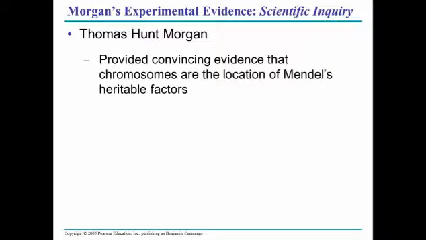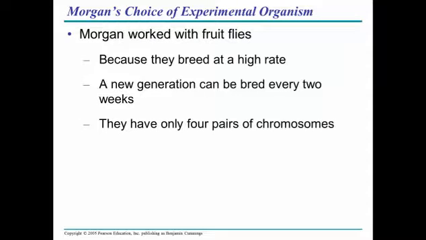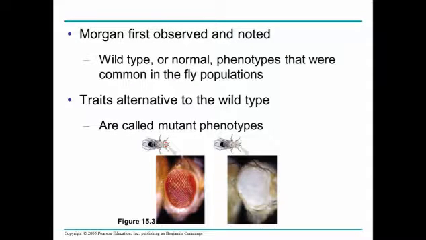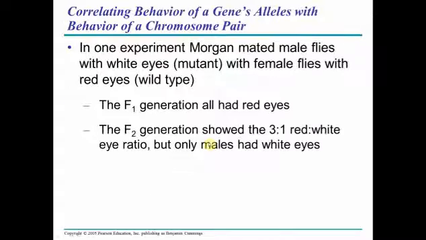Now, Thomas Hunt Morgan's experiments with fruit flies were the first evidence that Mendel's heritable factors were located on chromosomes, that genes were where the information was on chromosomes. He used fruit flies because they breed really fast, every 2 weeks, and they have 4 pairs of chromosomes, so it's a pretty simple model. He noted all the different mutations and wild-type populations. Here you see the mutant phenotype on the right is white eyes, and red eyes is the wild type, or normal.